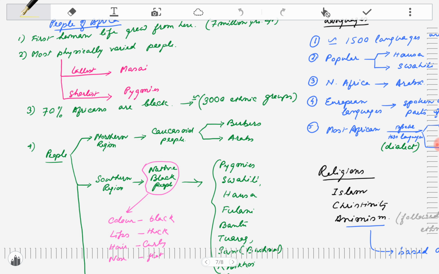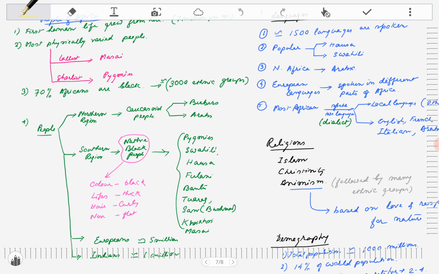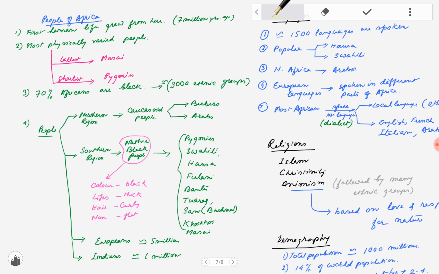So now we'll study the people of Africa, and what they look like. They are physically varied people. Some are tall, some are short. The tallest are called the Masai, the tall people, and the shortest are called the Pygmies. The short people are called the Pygmies.